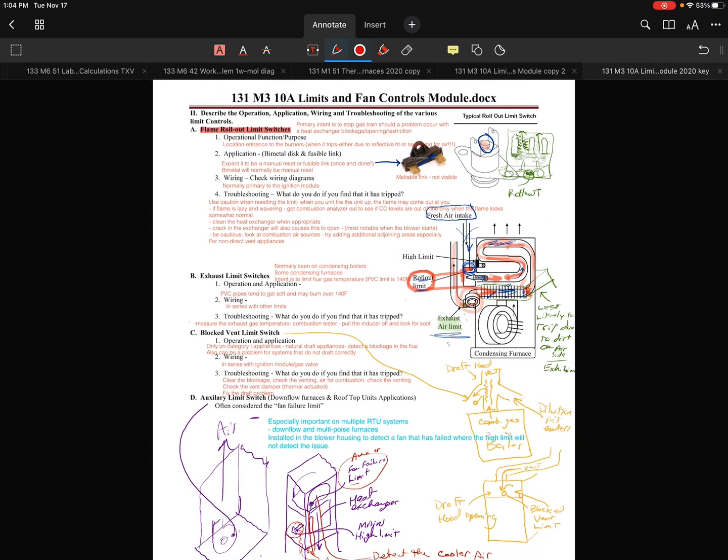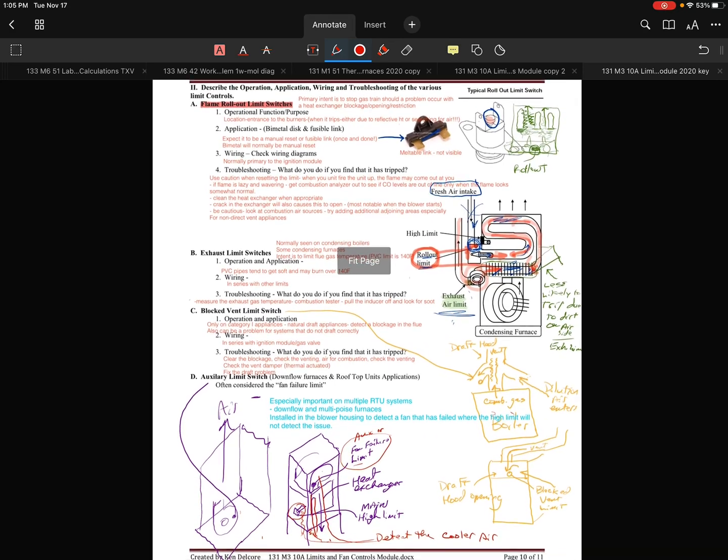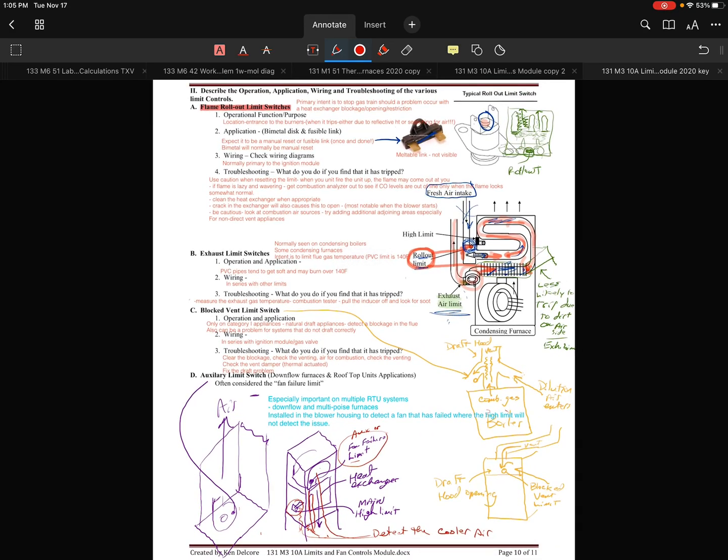All right, so that primarily concludes that section and that area. There's quite a bit that I've gone through on all these limits and fan controls in that section too. So what you'll need to do is just make sure you review those.